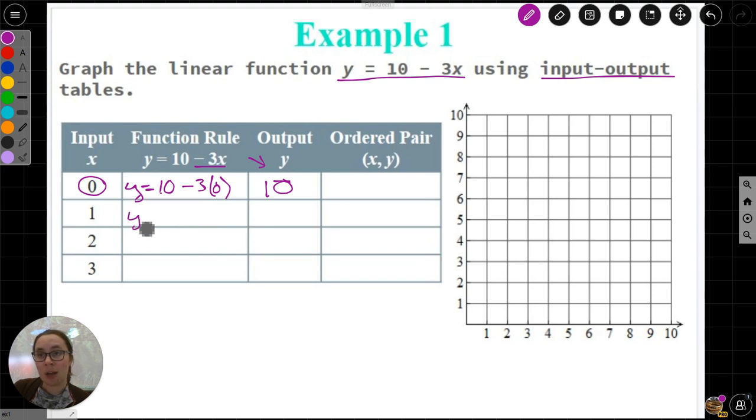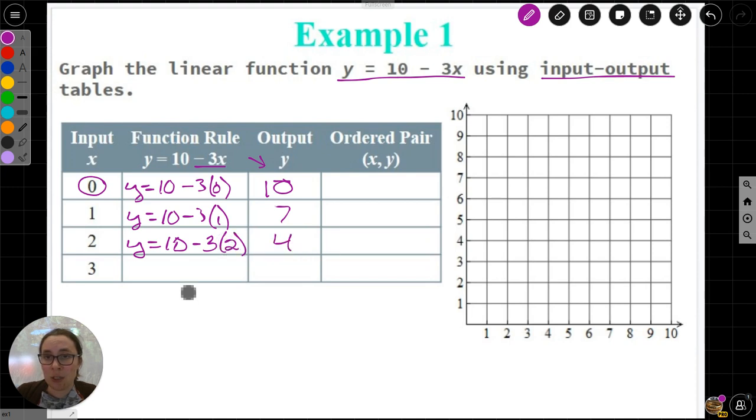Next, y equals 10 minus 3 times 1. That one is 7 because 3 times 1 is 3, and 10 minus 3 is 7. Y equals 10 minus 3 times 2. So that's 10 minus 6, which is 4. And y equals 10 minus 3 times 3. 3 times 3 is 9, and 10 minus 9 is 1.